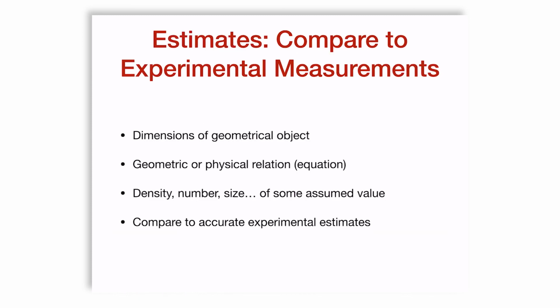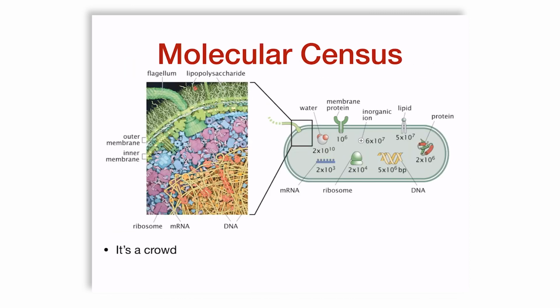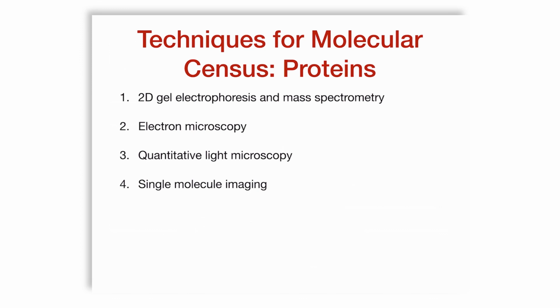In terms of estimates, we compare experimental measures to our estimates. We made these estimates of cows and of cells and of number of proteins, and we check them against accurate experimental measurements. So the molecular census suggests that a cell is a crowded place. But how do you get this molecular census? What method can we use to obtain numbers that we can compare our rough estimates to? And this is the crux of the next section.